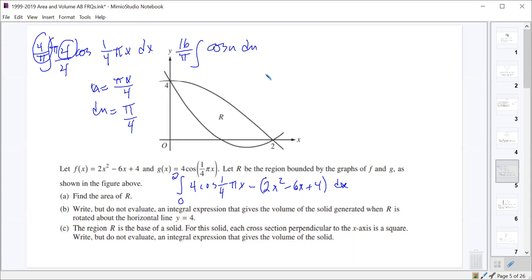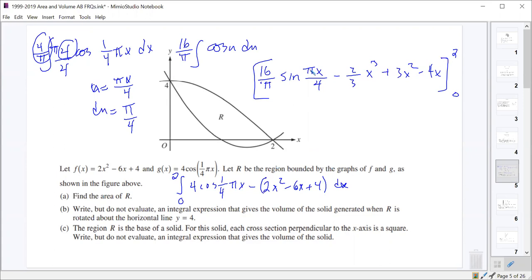Actually, we'll just integrate it right off the bat here. So the integral of this is sine u. So we have 16 over pi times the sine of u, and u was pi x over 4. Then the integral of minus 2x squared ought to be minus 2/3 x cubed. And the integral of a positive 6x ought to be a positive 3x squared. And the integral of a minus 4 ought to be a minus 4x. And now we will evaluate from 0 to 2.